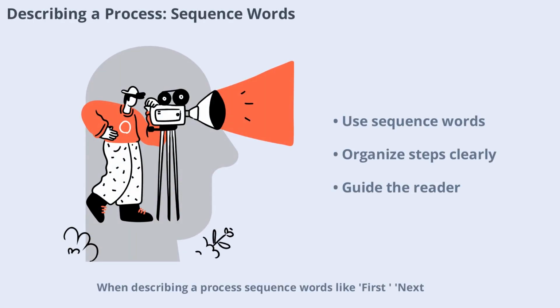When describing a process, sequence words like first, next, after that, and finally help organize your instructions. These words guide the reader step by step, making your writing clear and easy to follow.